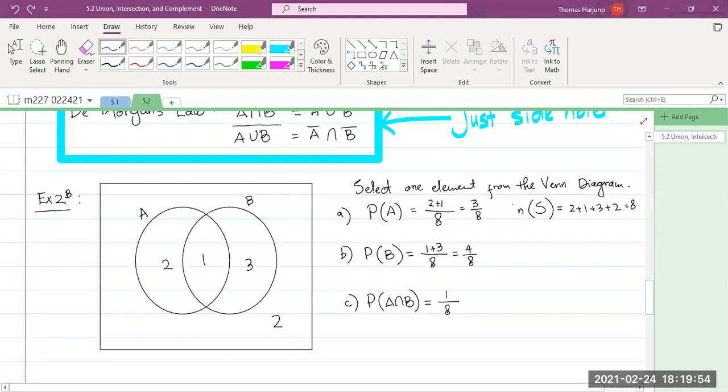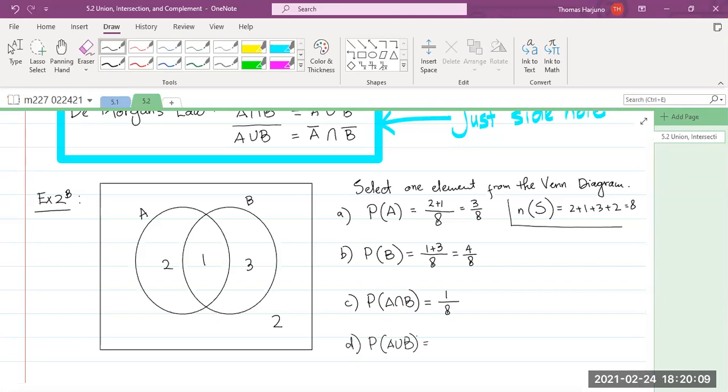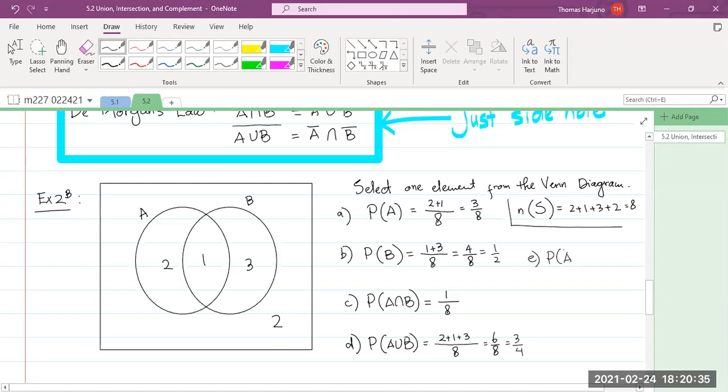Okay, how about part D, probability of having the union of A and B, getting an element from A or B. And how many elements in the union? 6 over 8. That will be 6 out of 8, and we get that 6 from 2 plus 1 plus 3, right? So that's 6 over 8. Actually, if you can reduce, you need to reduce, or if you want, you can change it to decimal. How about the probability of getting something outside of A?